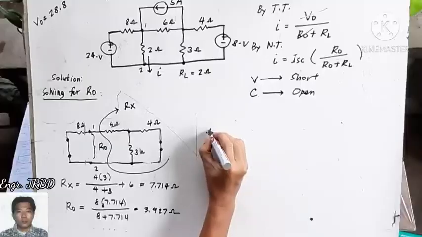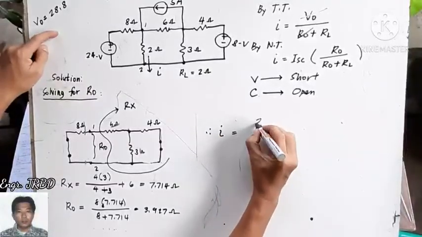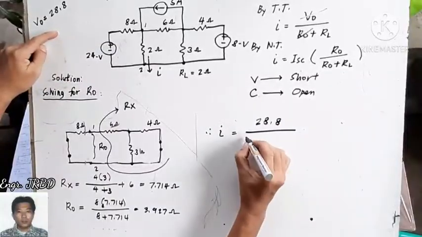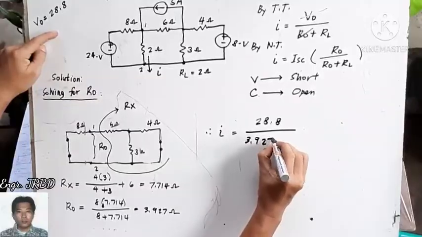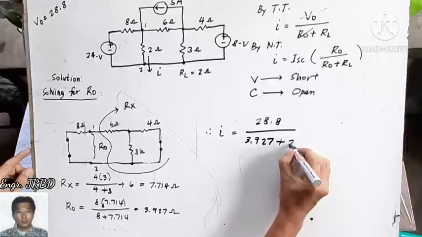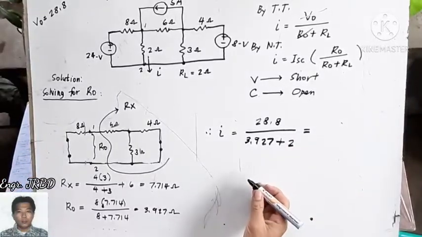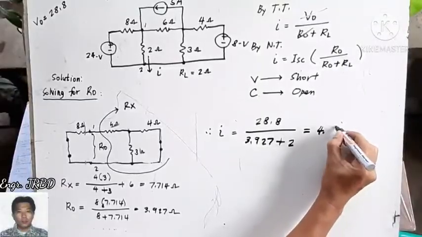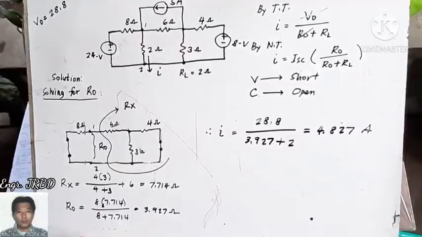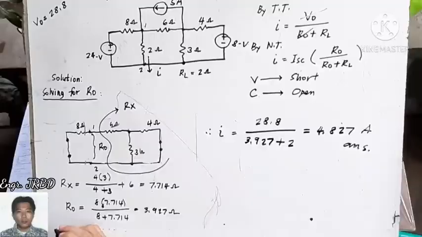So we can obtain your I. Your I is the open circuit voltage of 28.8 divided by R sub O of 3.927 plus RL, which is equivalent to 2 ohms. This will give you a value of I which is 4.827 amperes, obtained by the use of Thevenin's.